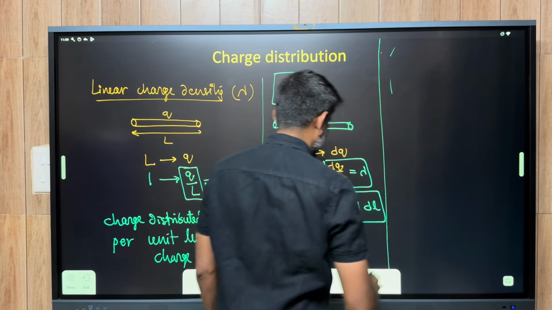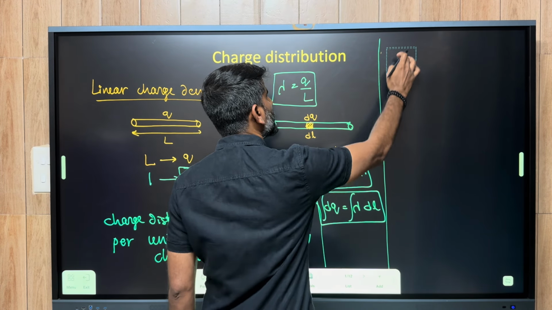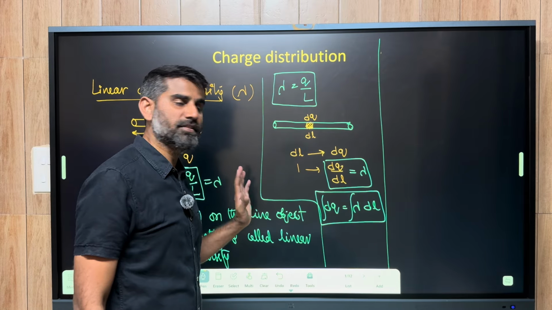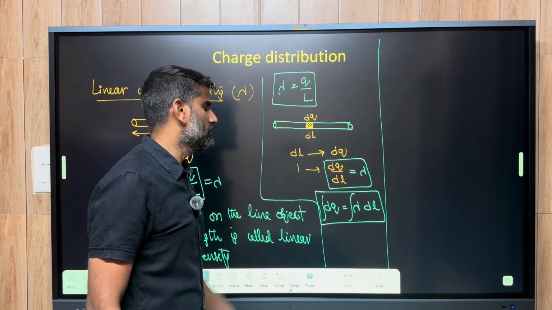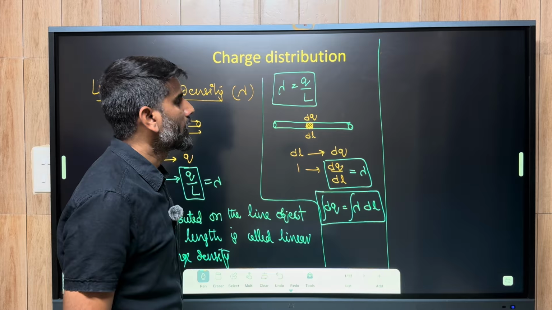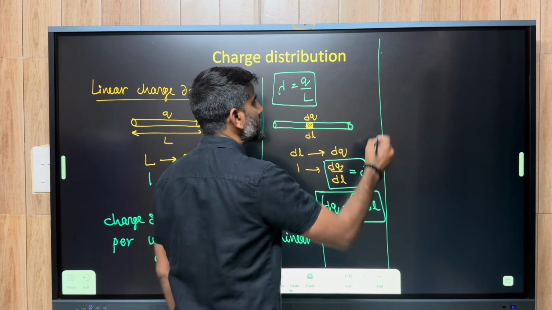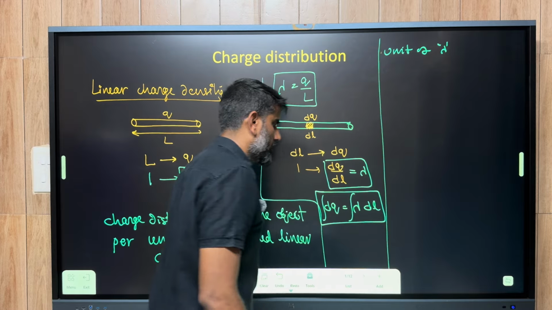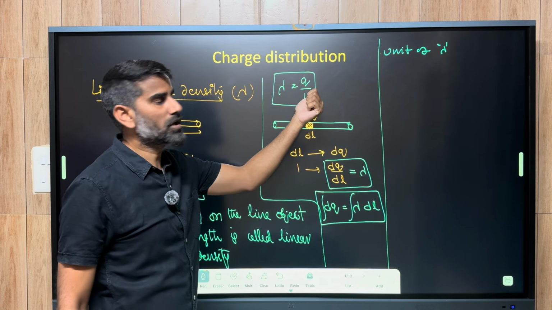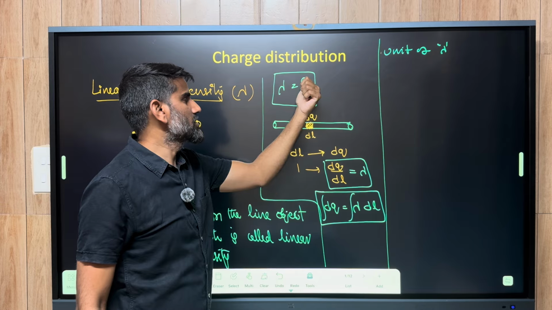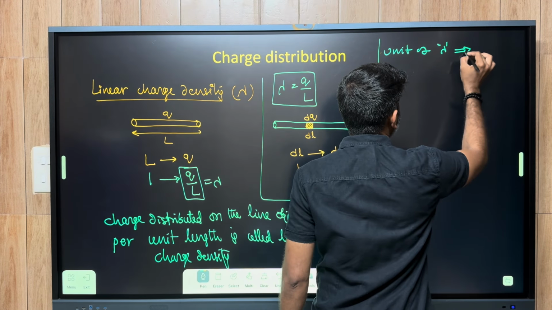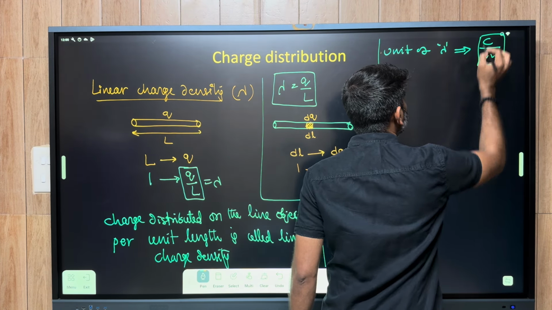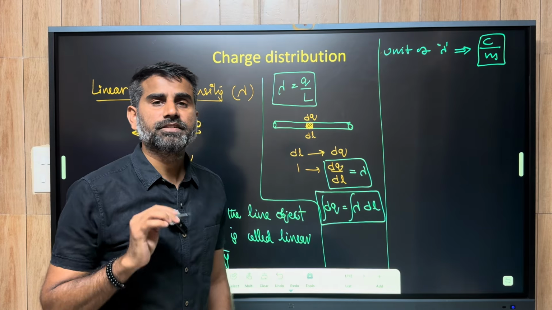So, what is the unit of linear charge density? It is obviously a scalar quantity, because q is scalar and length is in the denominator. By looking at the equation, the formula, you can get the units: the unit of charge is coulombs, and the unit of length is meter. Coulomb per meter is the unit of linear charge density.